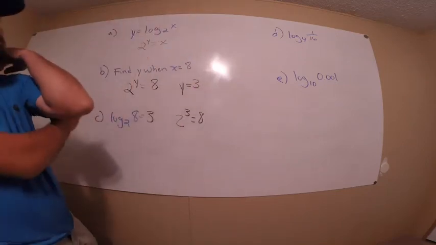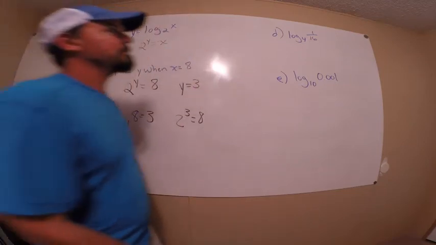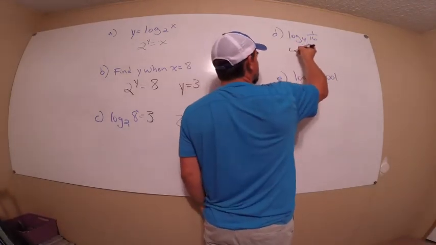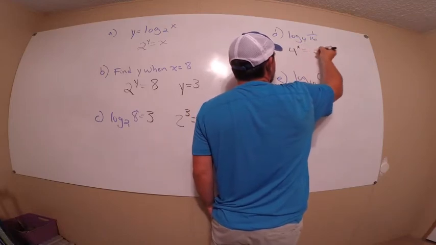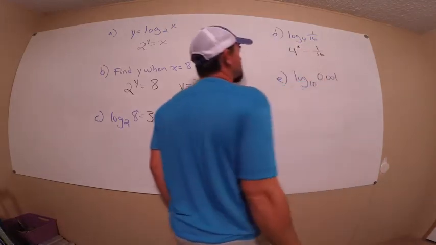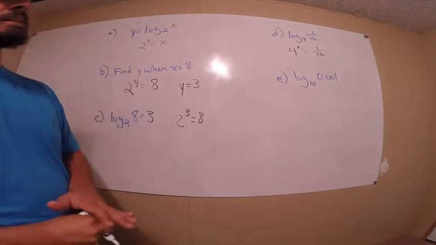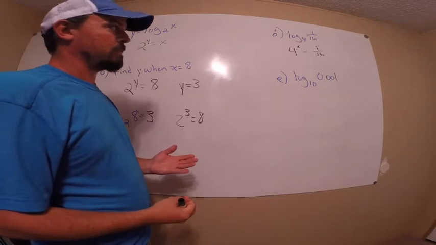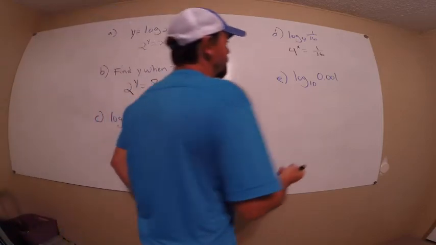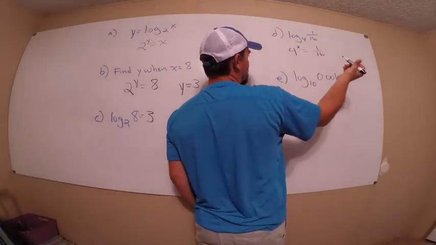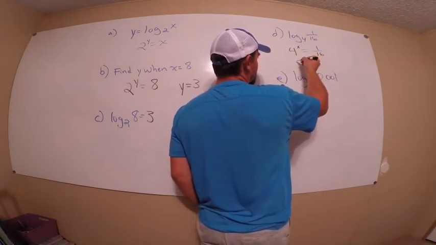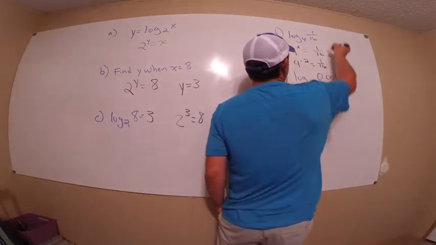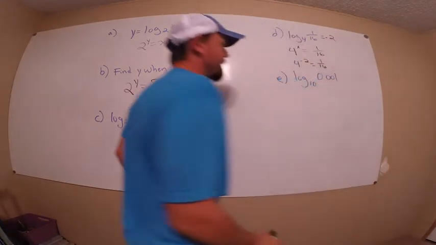Now D, we need to evaluate log base 4 of 1 over 16. A lot of times it's easier to convert it to exponential to evaluate it. 4 to the x equals 1 over 16. You look at that, you're like, okay, 4 squared is 16, but the 16's on the bottom. Well, you have to remember that if I have a negative exponent, it brings it to the bottom. So what I'm looking at is 4 to the negative 2 equals 1 over 16. So your answer here would be negative 2.